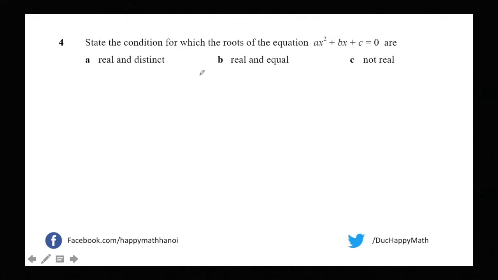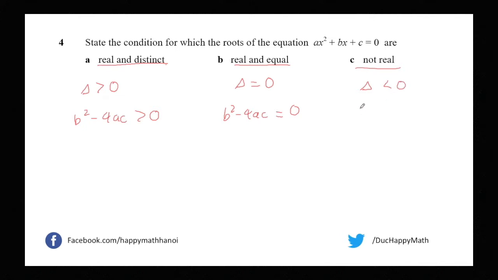State the condition for which the roots of the equation ax squared plus bx plus c equals 0 are real and distinct. Real and distinct means the delta has to be greater than 0. So b squared minus 4ac has to be greater than 0. Question B, real and equal, means you will have a repeated solution and delta has to be equal to 0, so b squared minus 4ac will be equal to 0. No real roots means delta less than 0, b squared minus 4ac less than 0. So this question is quite easy.